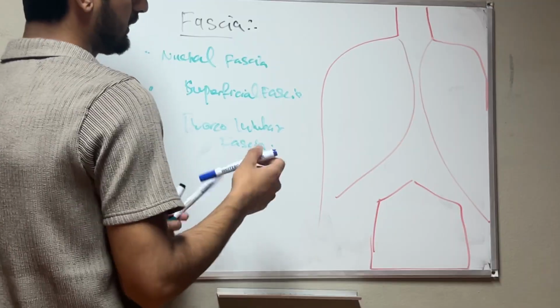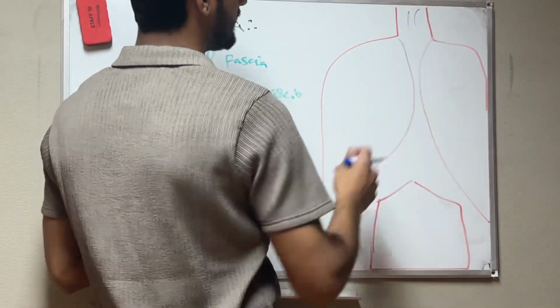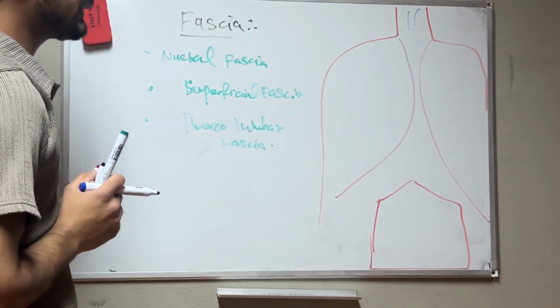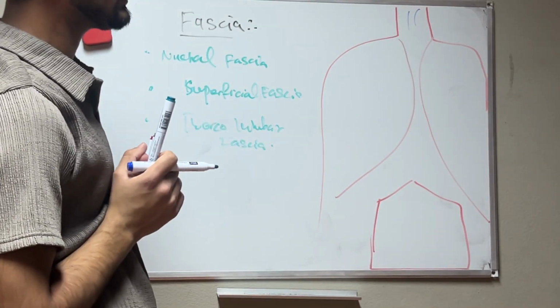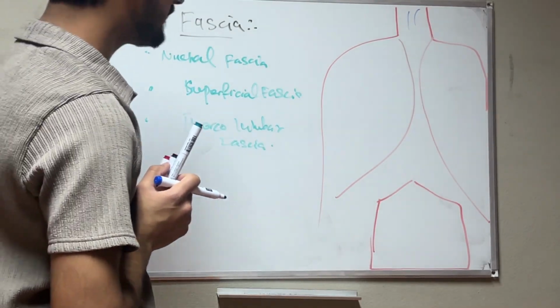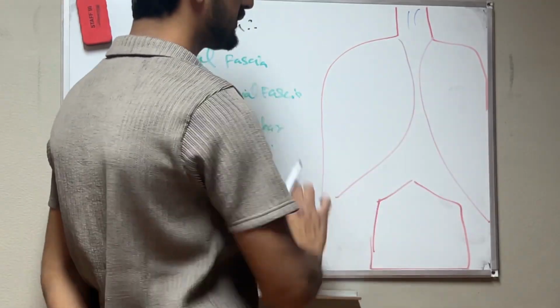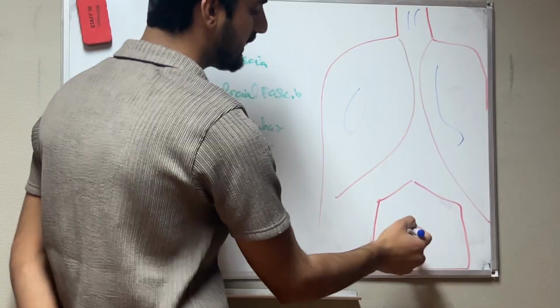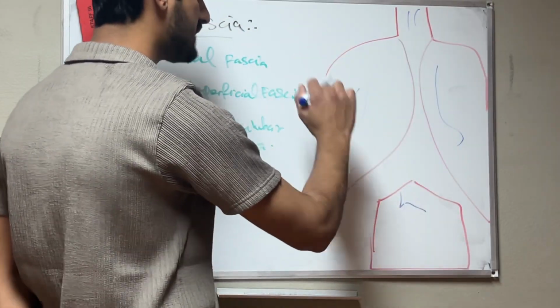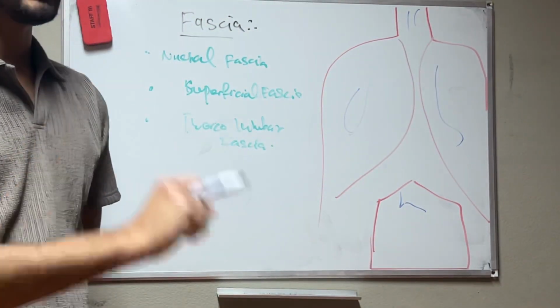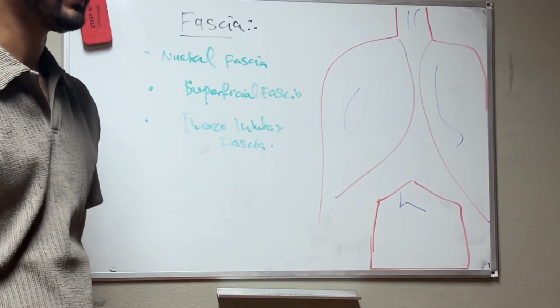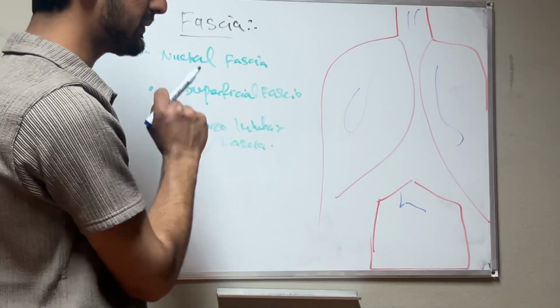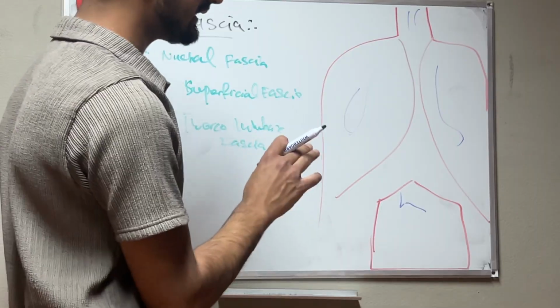This is the nuchal fascia, which covers the posterior muscle of the neck region. The neck muscle is covered superficially by the nuchal fascia. The superficial group of muscle is covered by the superficial fascia. And this is the thoracolumbar fascia, which covers the deep group of muscle of the back. Then we will discuss the thoracolumbar fascia in detail.